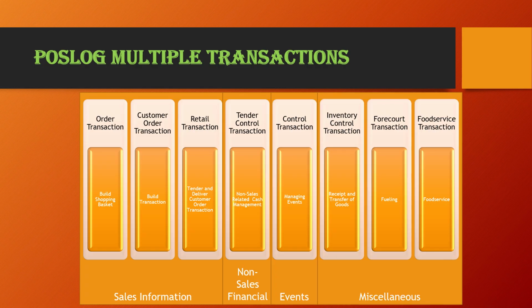And additionally, POS supports hypermarkets. So it has things like inventory control, tracking inventory coming into or out of the store, transferring between stores. Or it deals with forecourt, fueling kind of information. And finally, it deals with the special unique attributes of the food service world.